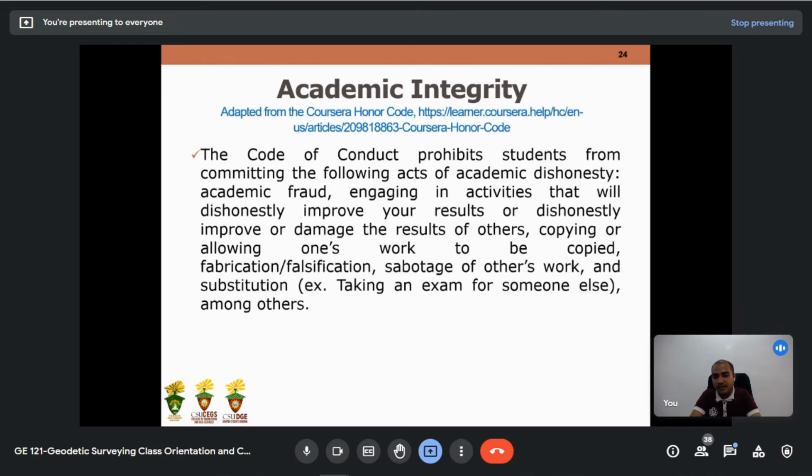Then the code of conduct prohibits students from mao na siya ang mga academic dishonesty. Example, academic fraud, no, pagpanglimbong. Example, mo take mo og prerequisite ninyo nga subject, mo take mo og geodetic surveying na subject pero wala pa ninyo napasar ang prerequisite. Example, GE 109, no, na-enroll ninyo.